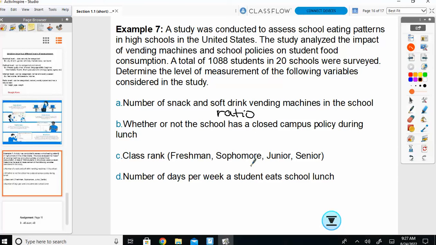Whether or not the school has a closed campus policy during lunch. So this is like a yes-no question. Nominal. We can categorize it, but can I rank those? No. Okay, I already used this example. Class rank, what would that be? Ordinal. We can put them in order, but in order to be interval or ratio, it really needs to be numerical data. I can't say there's the same distance between different things. Number of days per week a student eats school lunch. Ratio. Could it be 0 days? Absolutely.